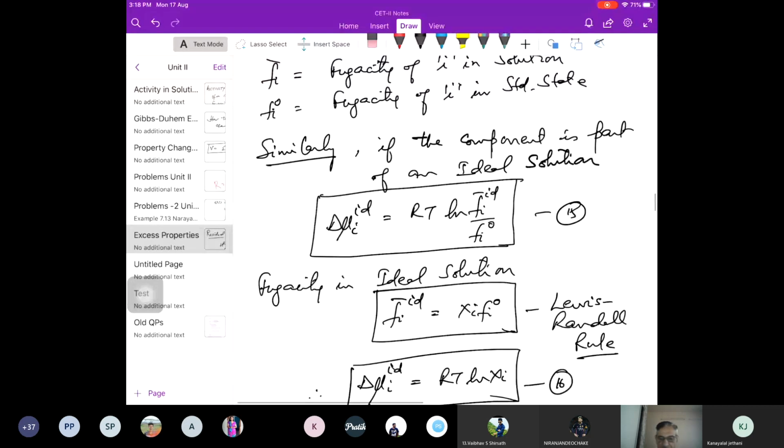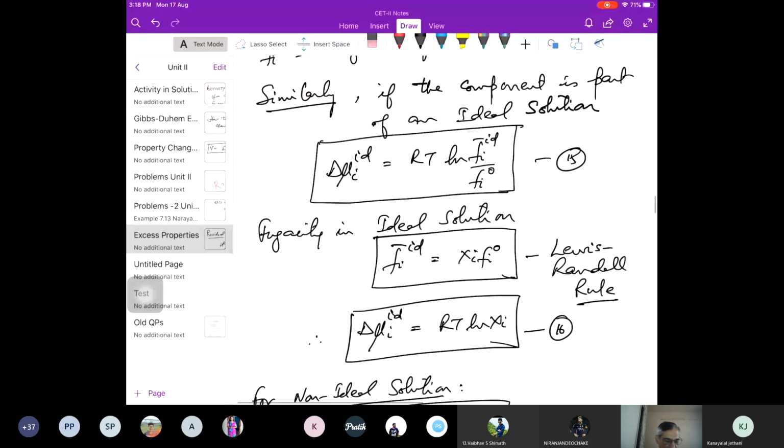Okay, and we also define the fugacity of the ideal solution, Fi bar ideal, is equal to Xi Fi0, which is nothing but the Lewis-Randall rule. Therefore, we can say this equation will become this equation: delta mu I ideal is equal to RT ln of Fi bar ideal by Fi0, which is nothing but ln Xi. So delta mu I ideal is RT ln Xi. Any questions on equation 16?